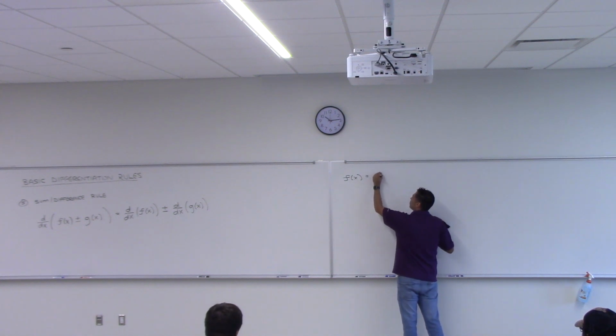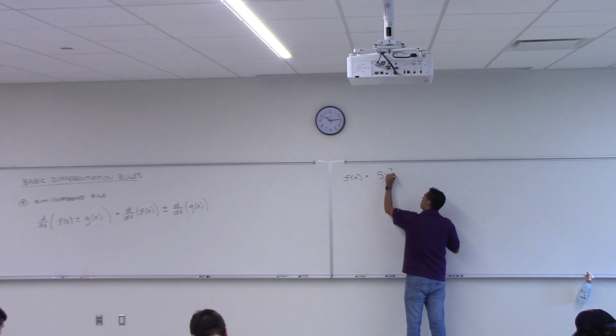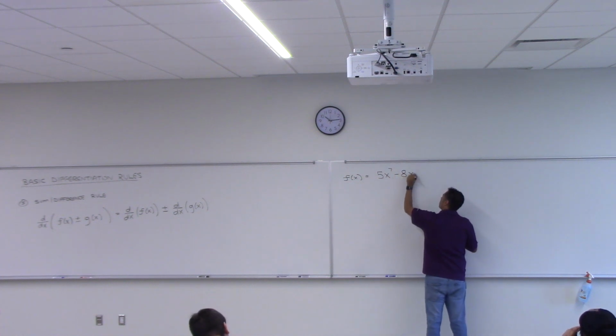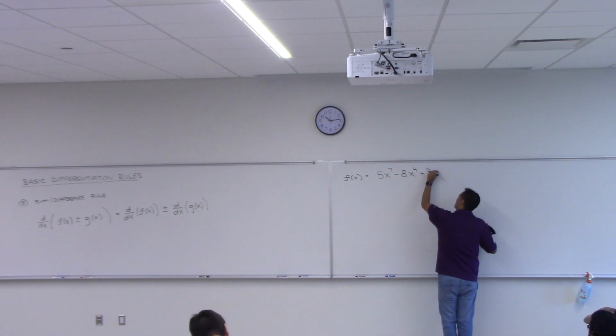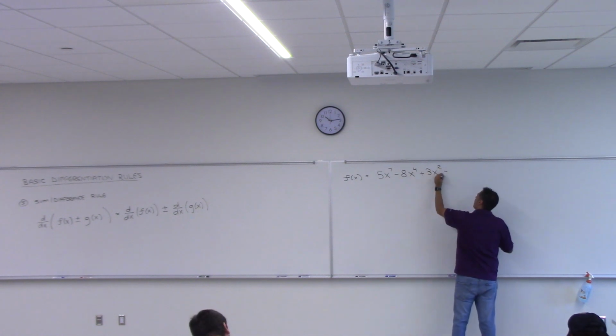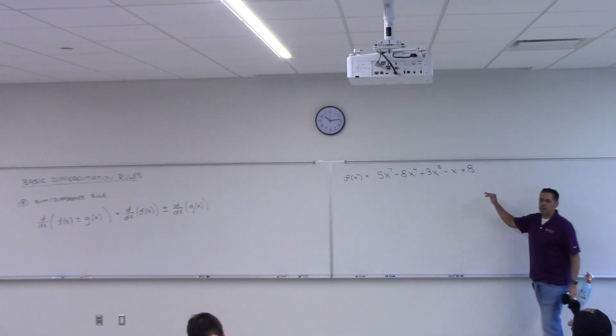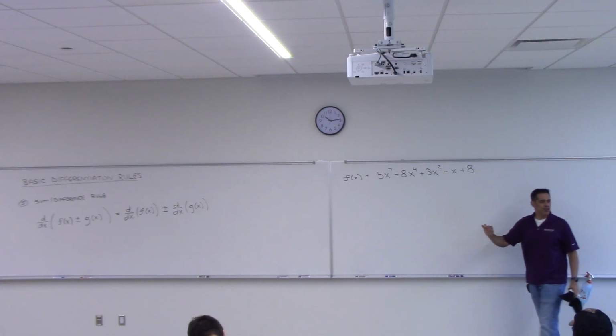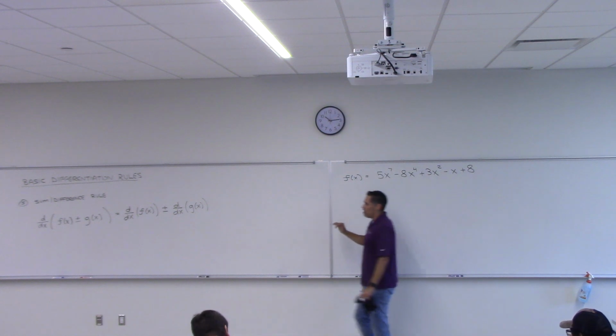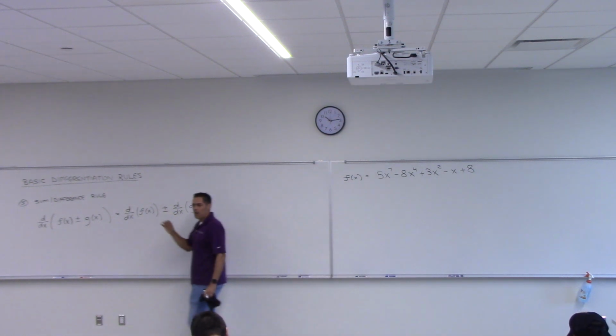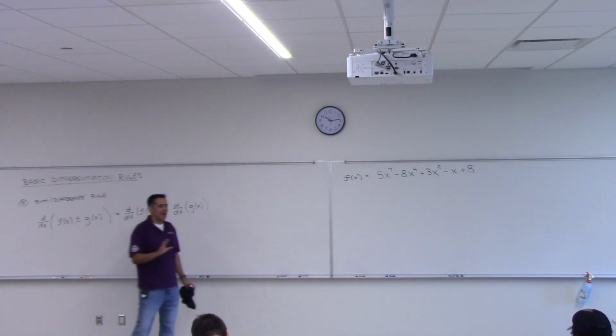So how about this one? 5x to the 7th minus 8x to the 4th plus 3x to the 2nd minus x plus 8. Can you imagine trying to find the derivative of that with the limit definition? No, right? That limit, h goes to 0, all that would be such a nasty thing to have to do.